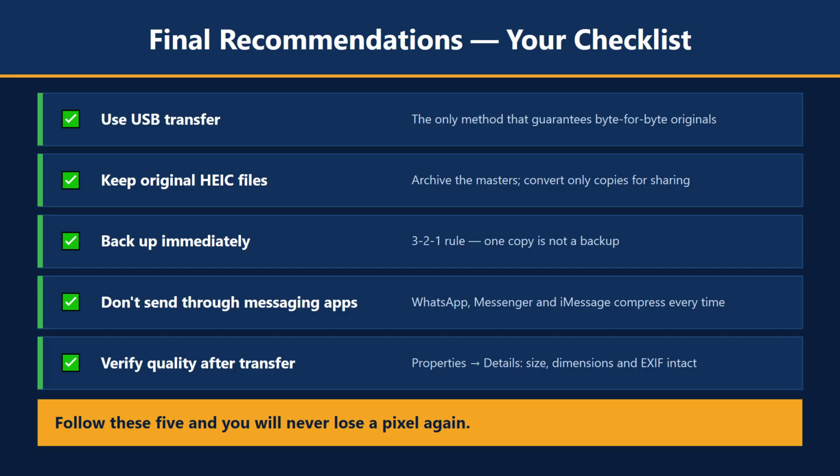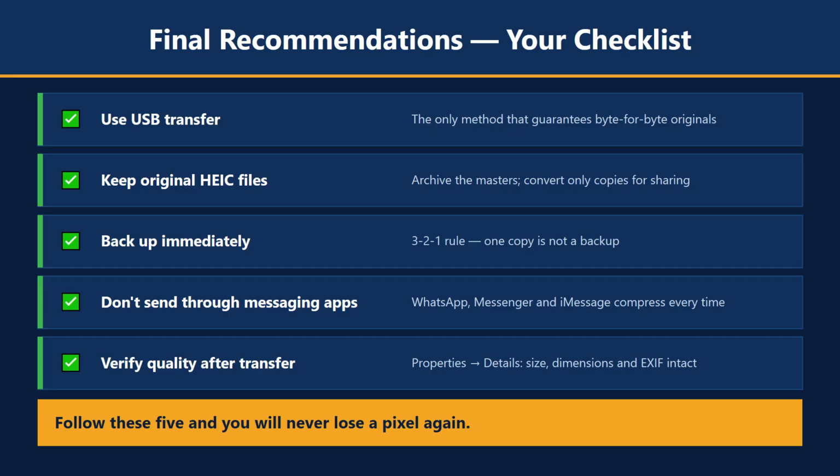A direct USB cable transfer is the gold standard. It's fast, it's byte-for-byte lossless, and it needs no account, no internet, and no subscription. iCloud Photos is excellent for convenience and syncs everywhere, but it depends on your storage plan and your internet speed. The Windows Photos app import is beginner-friendly and does preserve originals if you set it correctly. File Explorer is essentially the same as the USB method with more manual control.